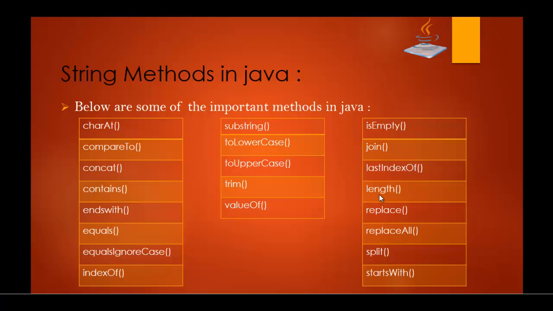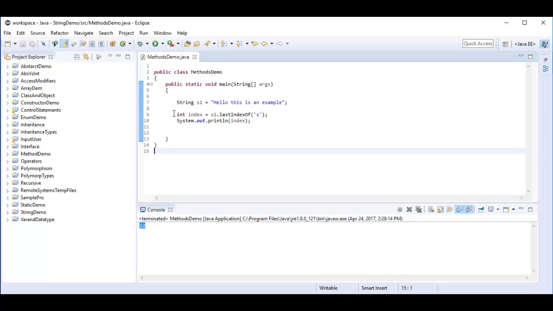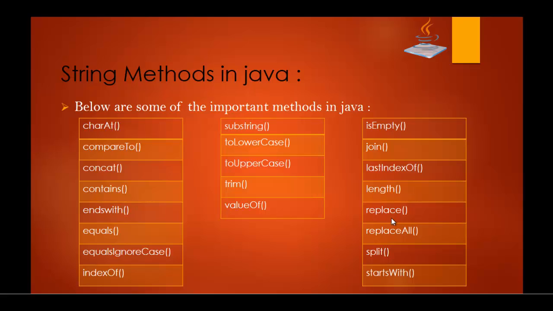And we have something called the length method. Let me check what length does. It returns the length of the string. Let me remove this and write s1.length. When I run this program, it's going to return me the length of the string. So if I need to check the length of a string, I need to make use of this length method.